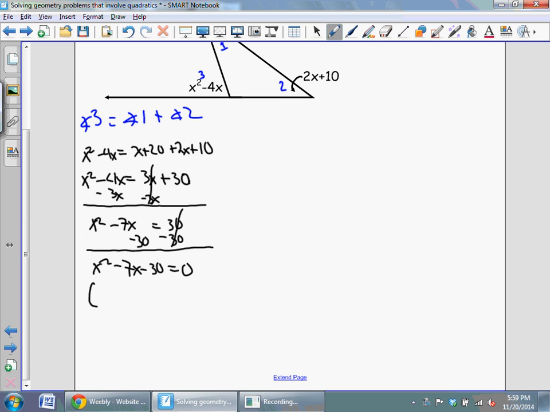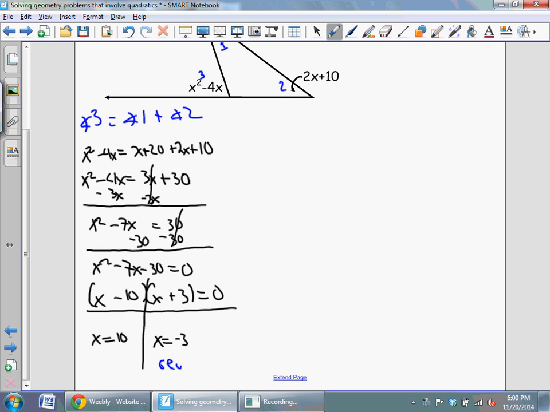Next, factor. So x times x multiplies to x squared. I need two numbers that multiply to negative 30 but also add up to negative 7. So that will be negative 10 and positive 3. Negative 10 times 3 is negative 30. Negative 10 plus 3 is negative 7. Split them up. You're going to get x equals 10 on this side, and you're going to get x equals negative 3 on this side.